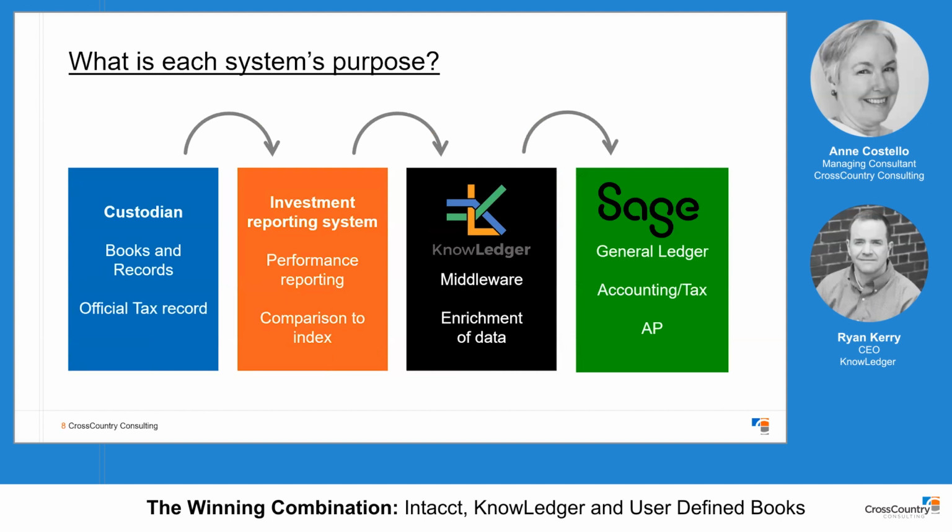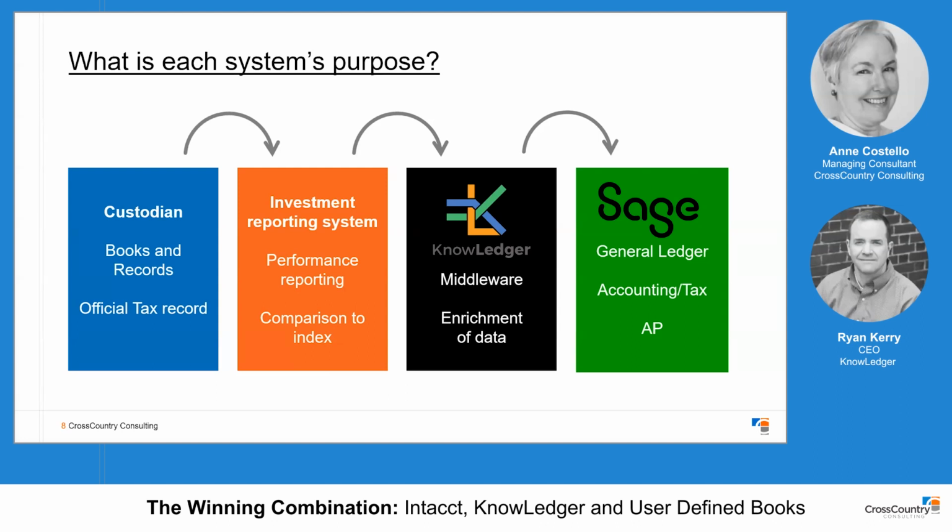Now let's review the high-level workflow before we get into each individual client's workflow. So we have the custodian on the far left. It's the books and records. We have the investment reporting system there that's doing performance for the clients. Now, not everybody has that, but that's good to represent there.